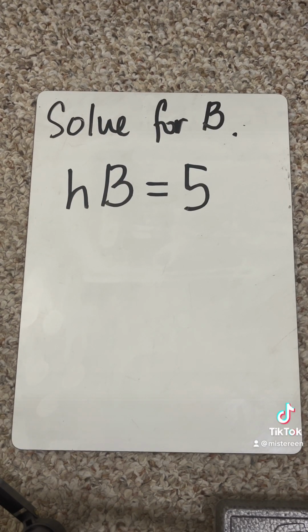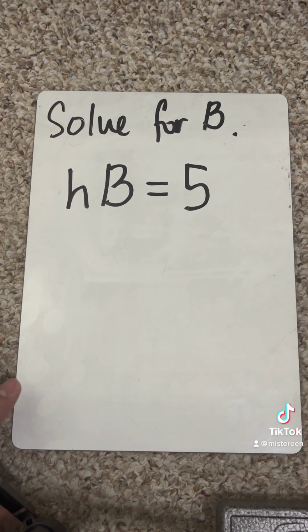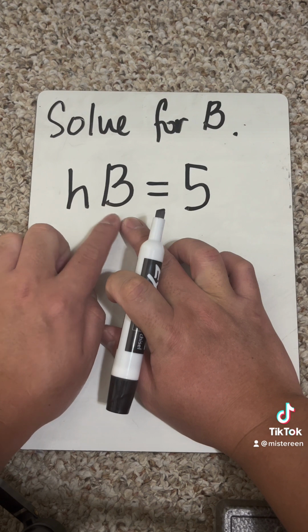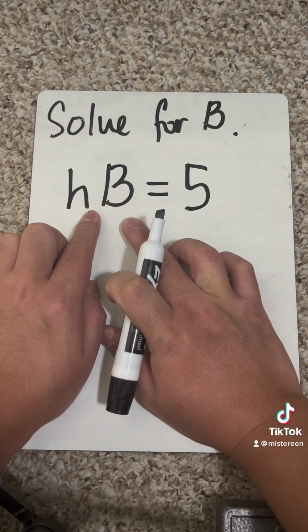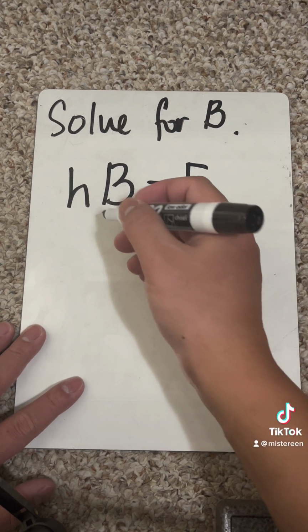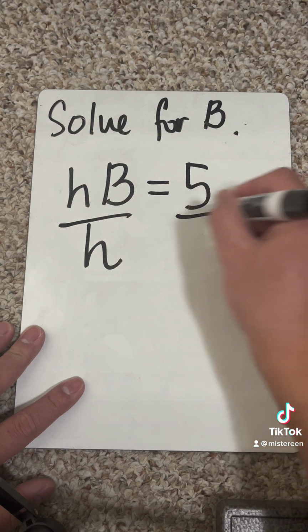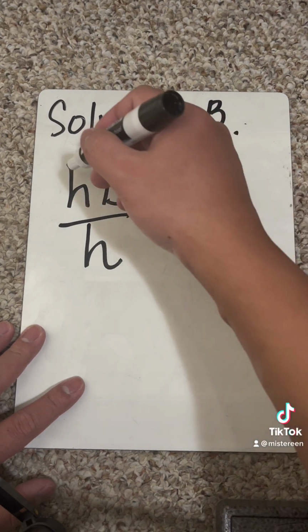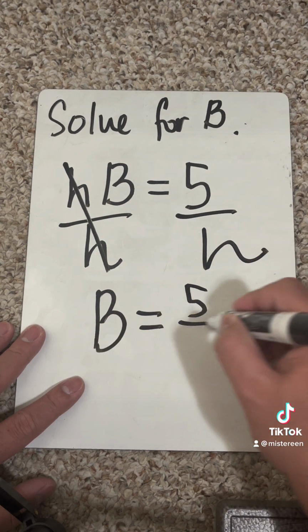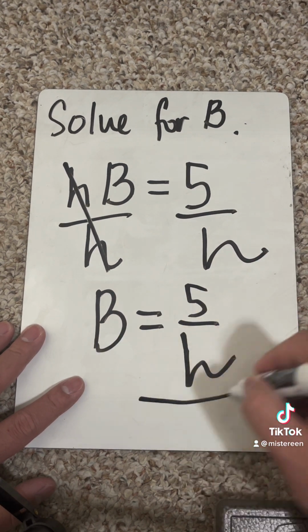Let's take a look at another equation. We have hb equals 5, and we're going to solve for b. This time, this is multiplication. The operation here is multiplication. Remember, we can find b if we perform the opposite of multiplication. So we just divide both sides by h, and h will be crossed out. So what is b? That's 5 over h. That's our answer.